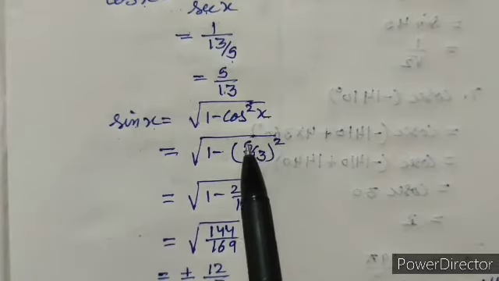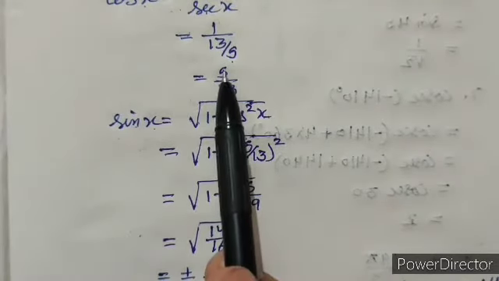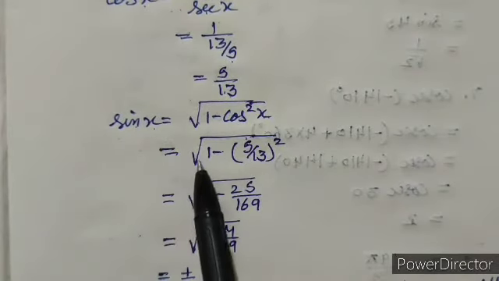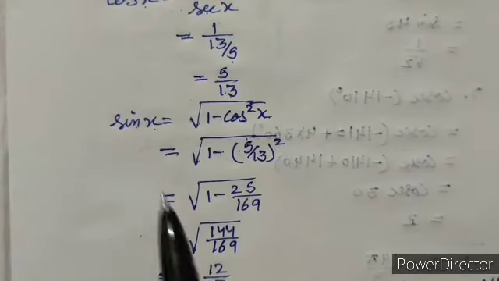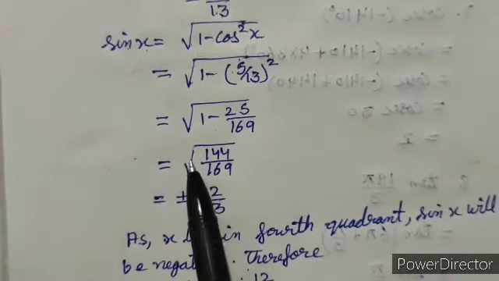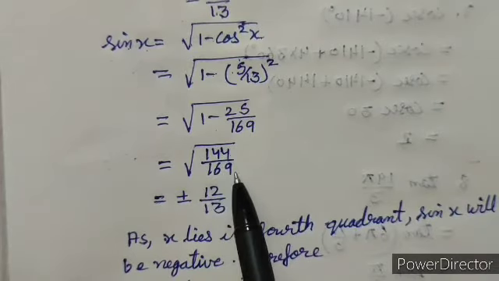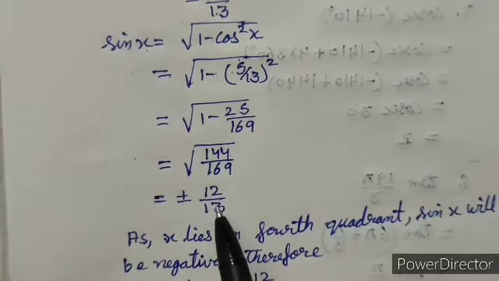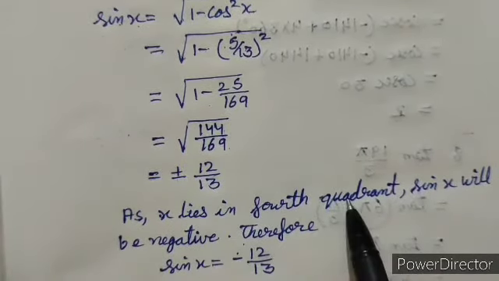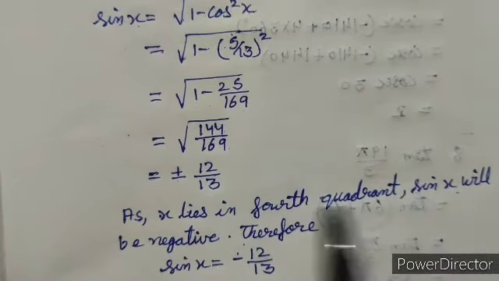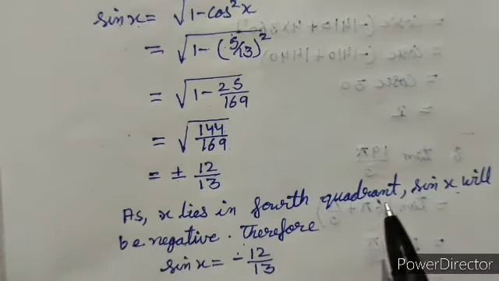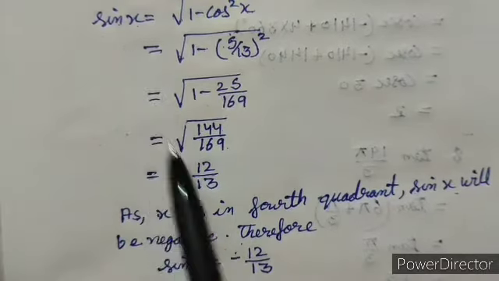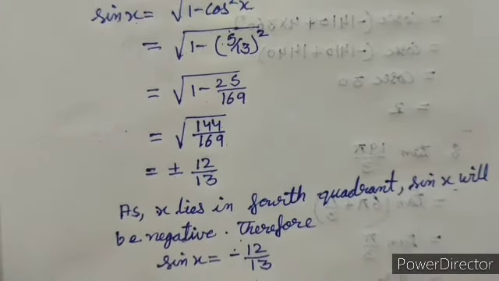Now the value of cos x was given to us. Here we have already obtained the value of cos x as 5 by 13. So sin x will be under root 1 minus 5 by 13 square, and that will be equal to root of 144 by 169, and the value of sin x will be equal to plus minus 12 by 13. Now here x lies in the fourth quadrant, and we know that the function sin x is negative in the fourth quadrant. Therefore, the value of sin x will be minus 12 by 13.